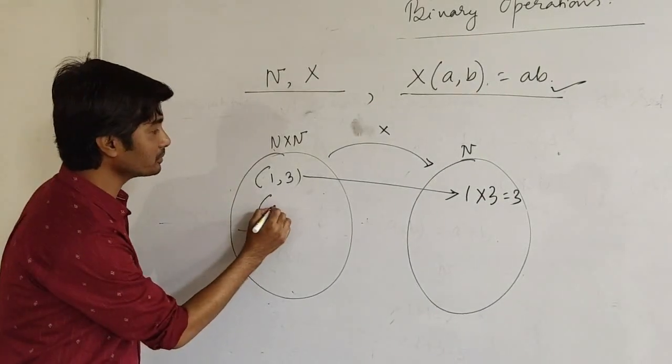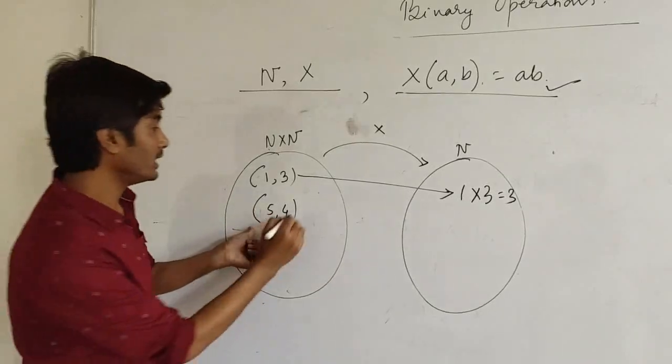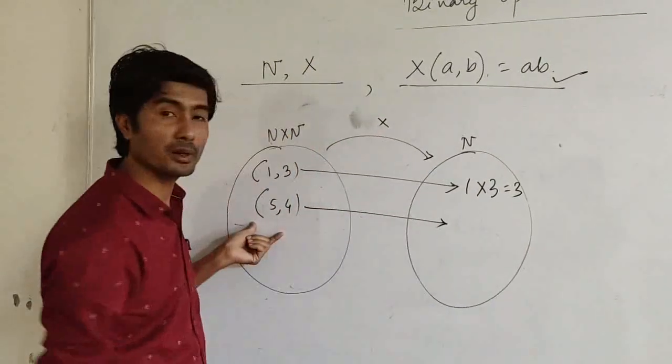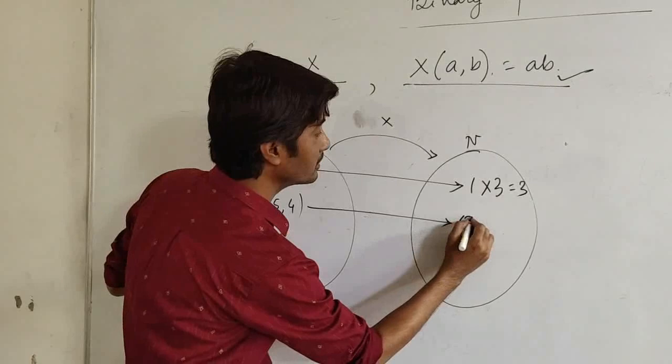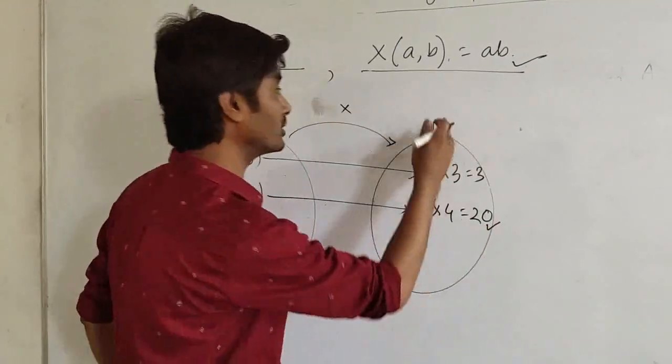Okay, let us take, suppose, (5, 4). We take one more example, (5, 4). Let us see what the image of this (5, 4) is. What should be the image? The product 5 × 4, which is 20, and we see that 20 again belongs to N.